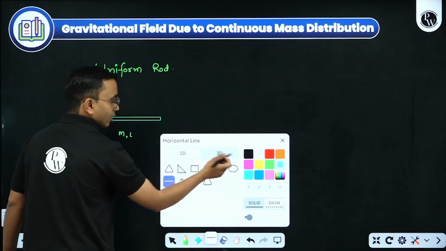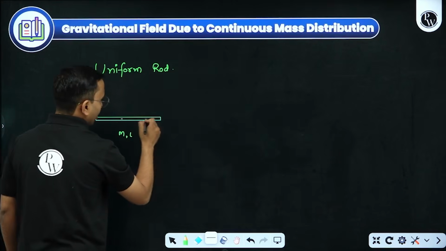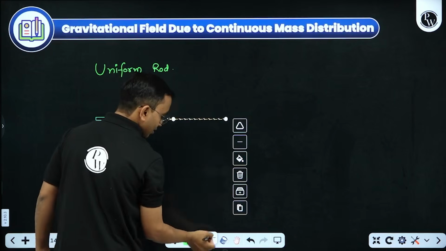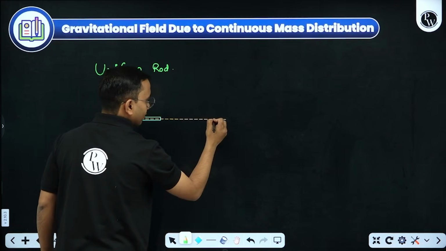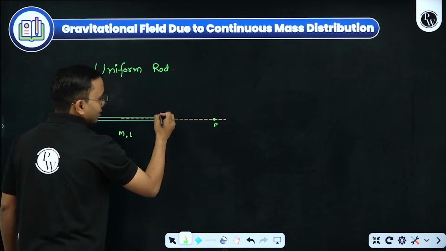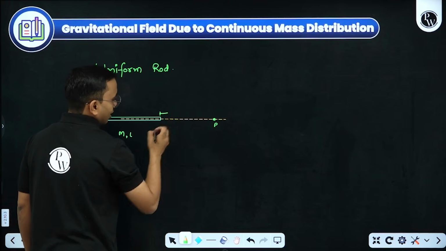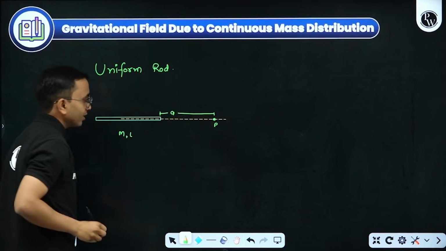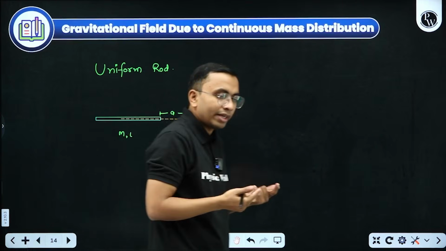I'll say at a point, let us take here P, and this distance is given from this end, and let us take this distance to be A. Now we need to find the gravitational field at point P. So how will we find it?